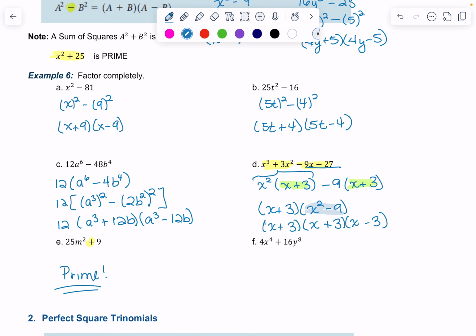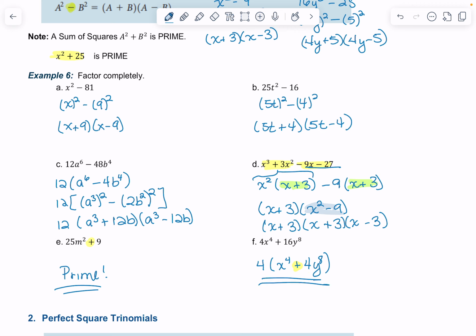Well, I can a little bit. It looks like I can take out a 4 from both terms. So I'm going to take out a 4, and I'm going to have an x to the 4th plus a 4y to the 8th. And while I can change both of those into squares, what do you notice in the middle? This plus sign. So right now that part's prime, but I've factored it, so I actually have an answer there. That's just as far as we can go, so this is going to be my answer.